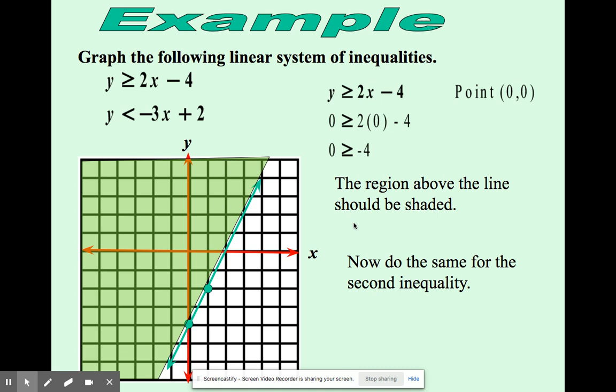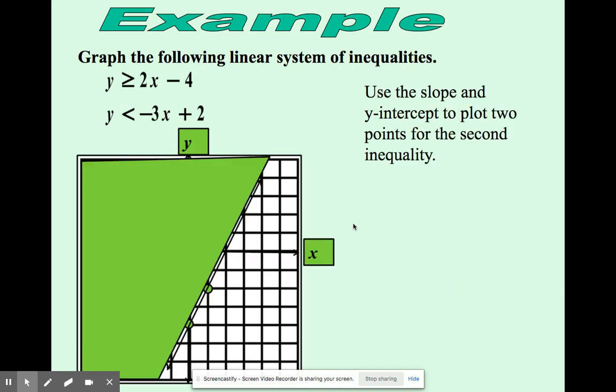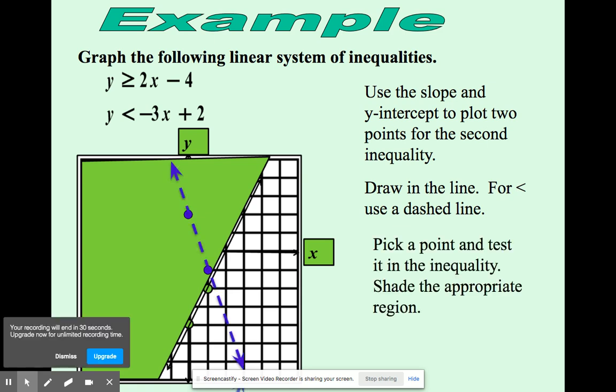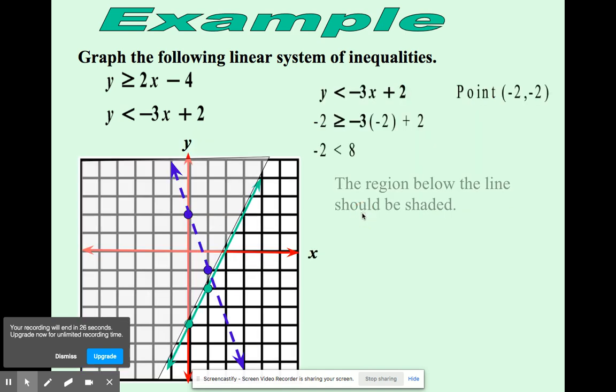Now do the same for the second inequality. Use the slope and the y-intercept to plot the points for the second inequality. You have there and you have there. Draw in the line for less than. Use a dashed line because it's a less than sign. Pick a point and test it in the inequality and shade the appropriate region, or you can just know that it's less than, so you're shading below.